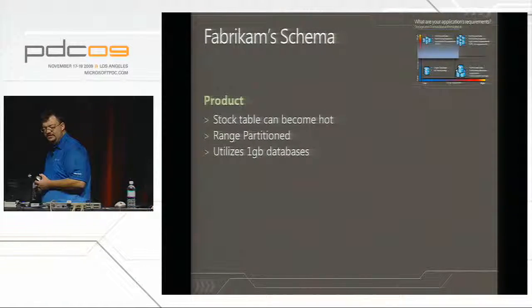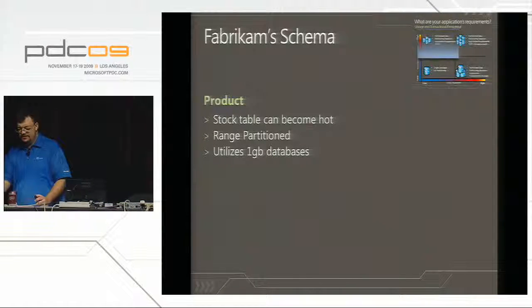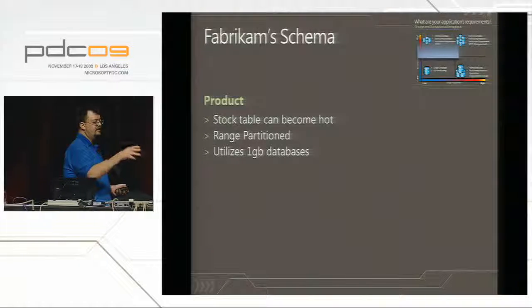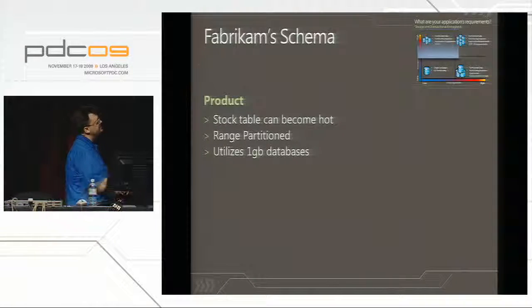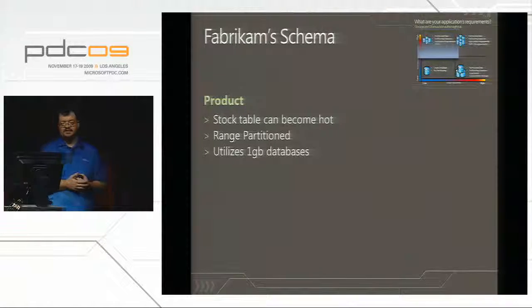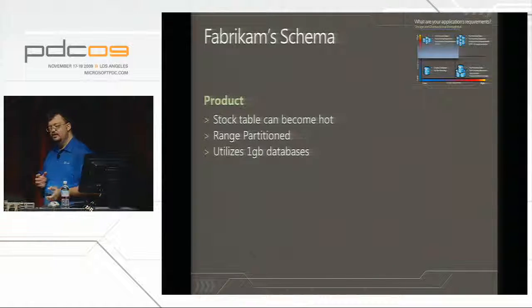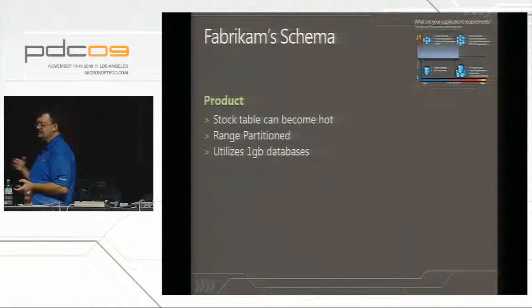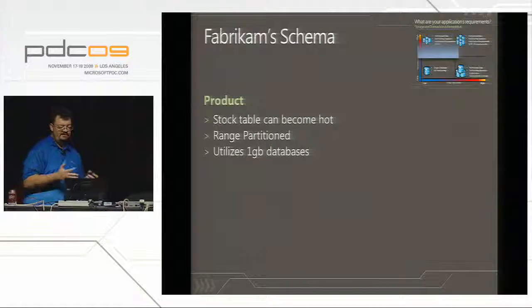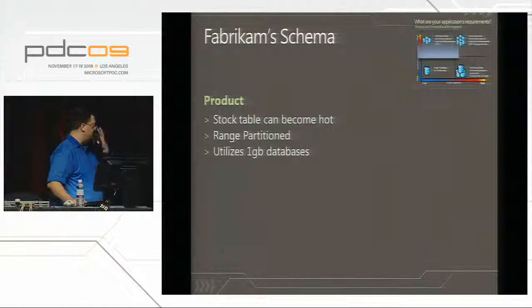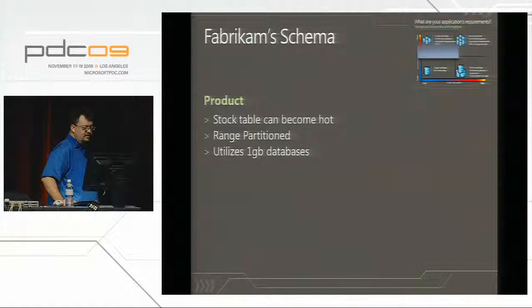And if we look at Fabricam's schema, we've broken it up into 2 separate pieces. We have the product schema and we have the customer schema. Right now, we're going to look at the product schema. And the product schema, just like the Ticket Direct scenario, lives in the upper left-hand quadrant because they don't need to store much data, but when orders are coming in, the stock table can become extremely hot. So we need to spread that load out and have multiple machines and multiple CPUs able to handle that load. So in our scenario, we've range partitioned it, and we're utilizing 1 GB databases.